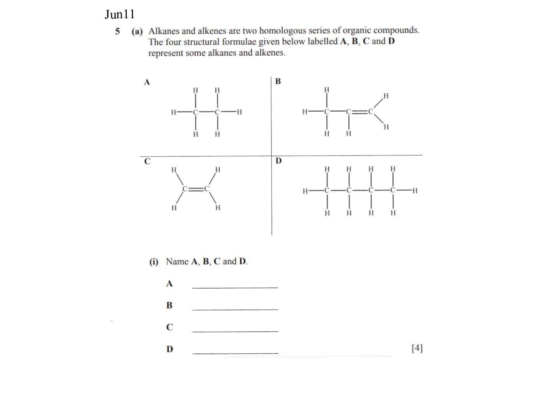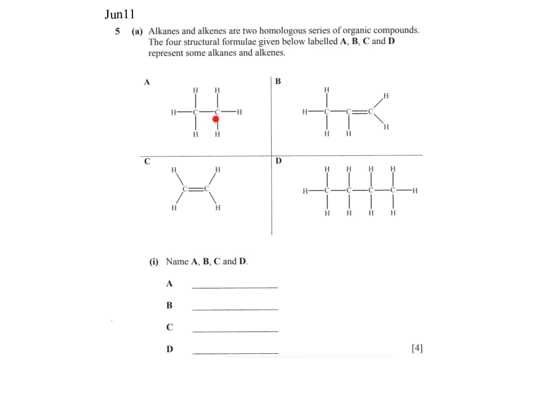In this video, I'm going to look at a number of organic chemistry questions that have appeared in previous GCSE papers. The first question then is asking us to name A, B, C and D. So let's look at A.